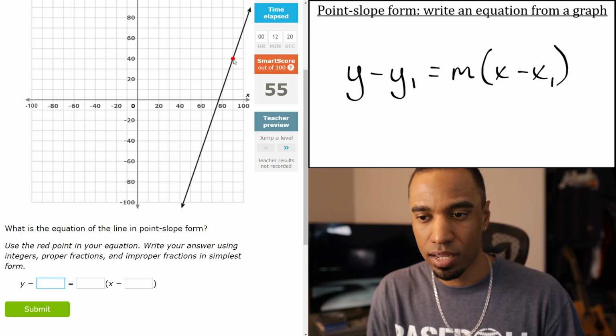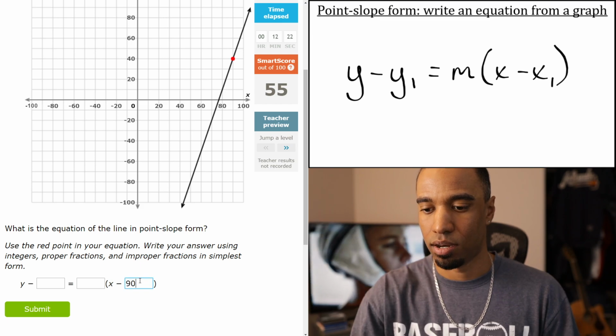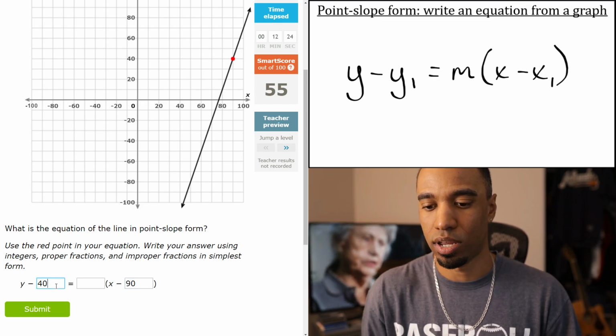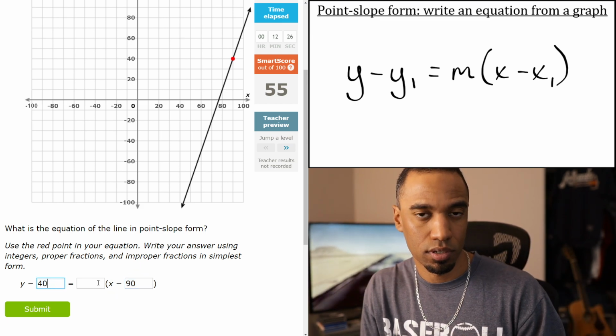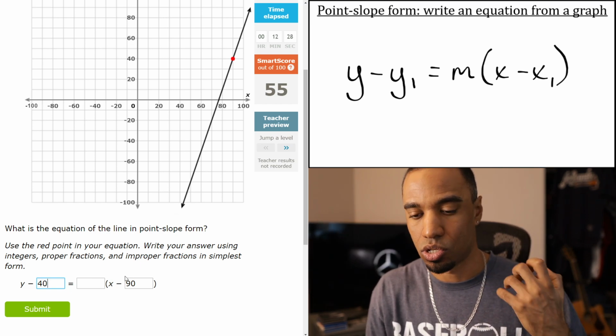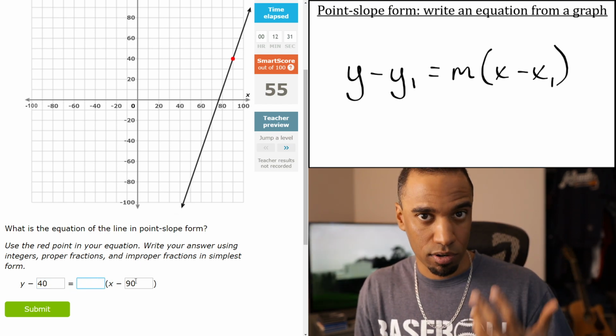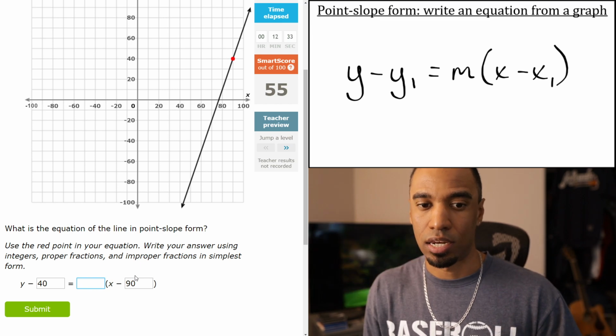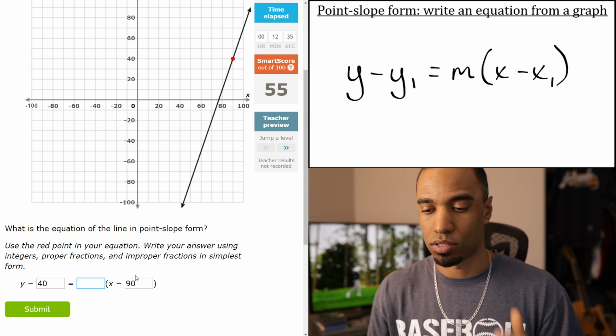90, 40. X1 is 90. Y1 is 40. Remember, you are subtracting the positives. In the equation, there's subtraction. So when we pull out information, when we get equations like -90, we'll have to know that positive 90 is the x.